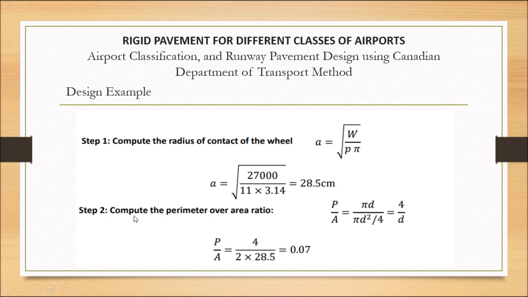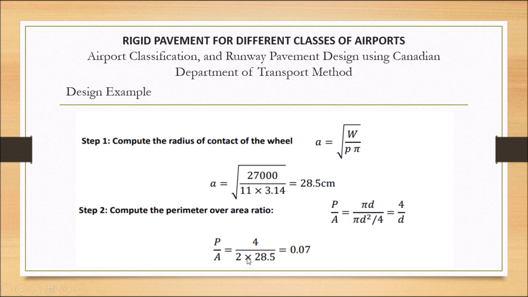Then next, we have to get the perimeter over area ratio, which is P over A. Remember, we had it as 4 over D. So we substitute it. We already have our D, because this is the radius. Radius is always half of the diameter, so it's going to be 2 times the radius to give us the diameter.